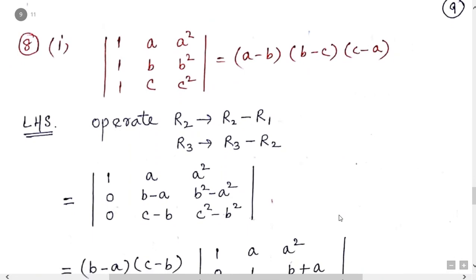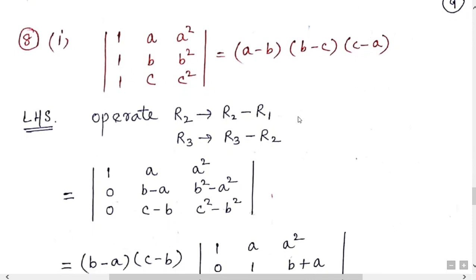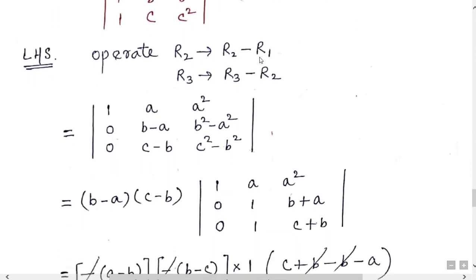This question is also an important one. As far as the answer is concerned, because the answer requires a minus b, b minus c and c minus a, you can operate r1 minus r2 or r2 minus r1. From any side you can operate. Let us operate r2 minus r1. It's b minus a, b square minus a square. This value is 0 and the last value is also 0. c minus b and c square minus b square.